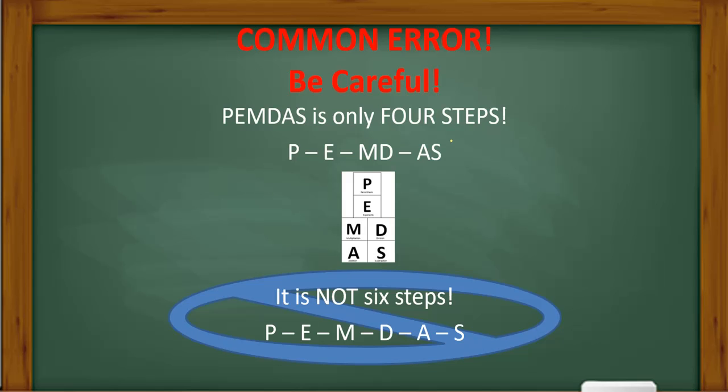Common error. Be careful. PEMDAS is only 4 steps. P stands for parenthesis, E, exponent. Third step is multiplication and division as they occur from left to right. And the last step is addition and subtraction as they occur from left to right. It is not 6 steps: parenthesis, exponent, multiplication, then division, then addition, then subtraction. It is only 4 steps.